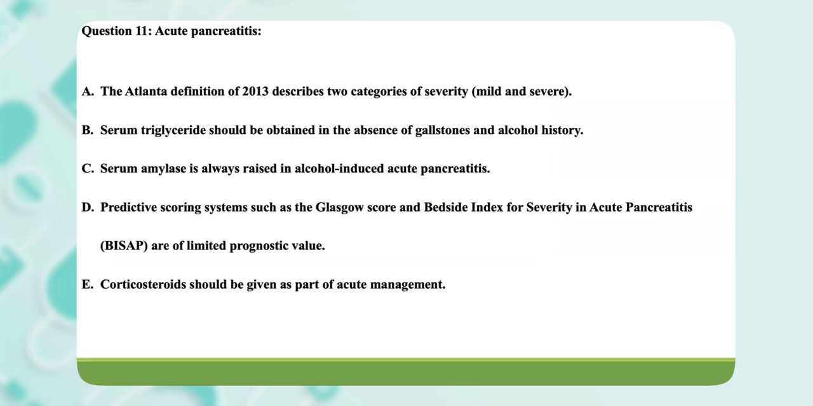Next, acute pancreatitis. The Atlanta definition 2003 described 2 categories of severity. So all the classifications and the prognostic scores you have to remember in acute pancreatitis. Serum triglycerides should be obtained in the absence of gallstone and alcohol history. Serum amylase is always raised in alcohol-induced acute pancreatitis. Predictive score systems such as Glasgow score and BISAP are of limited prognostic value, and corticosteroids should be given as part of acute management.